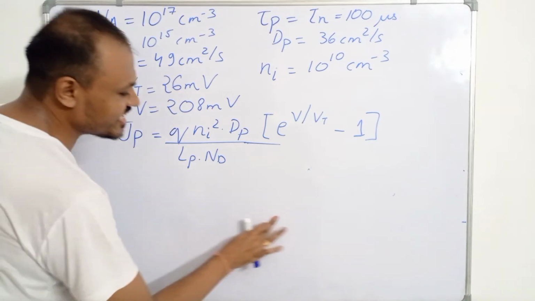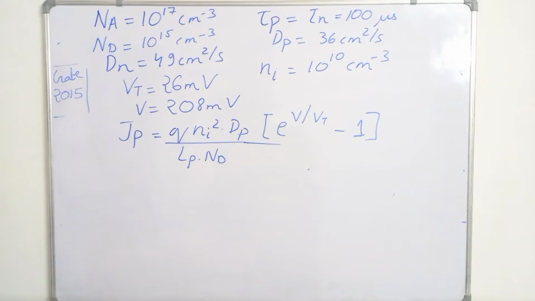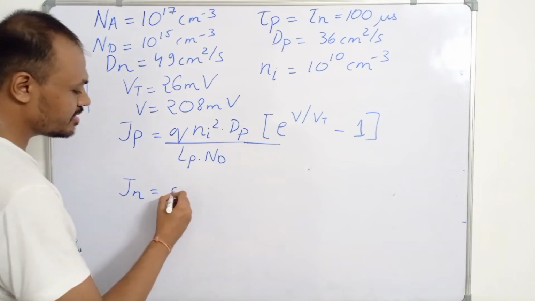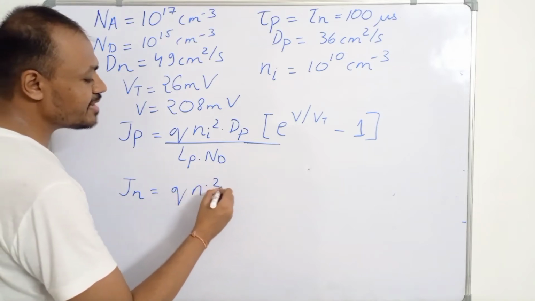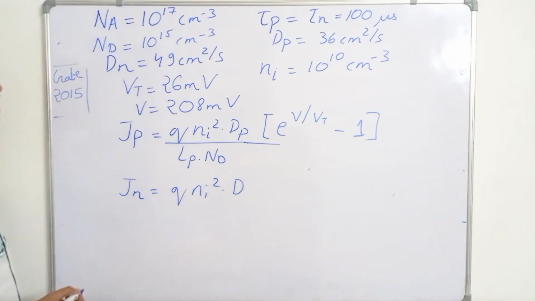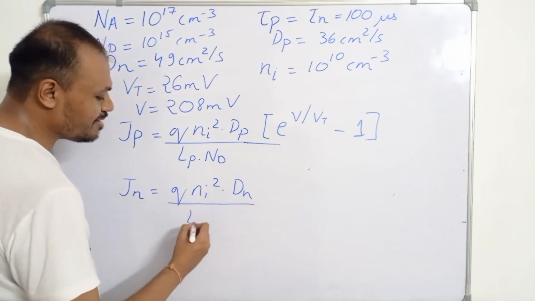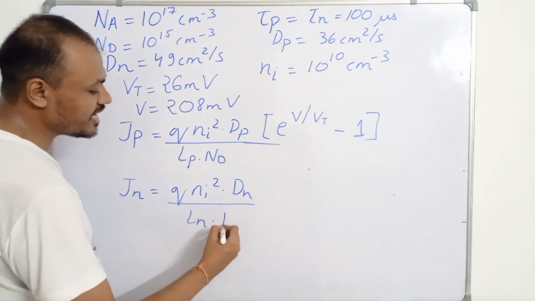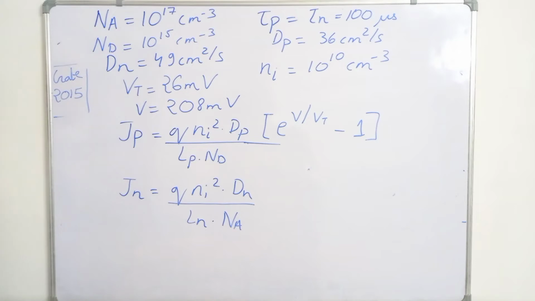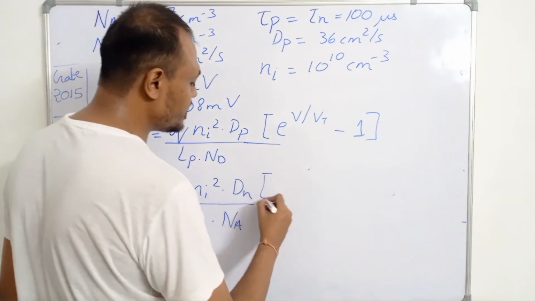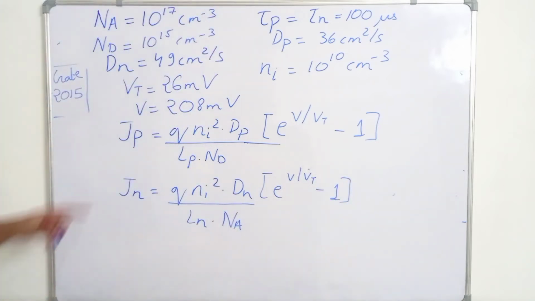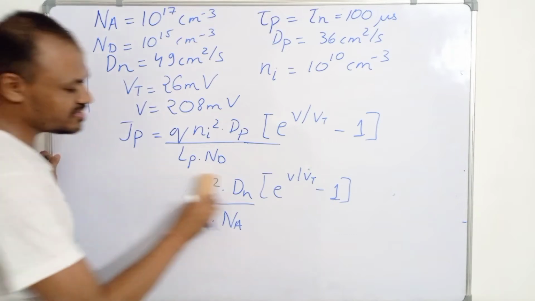If we have to find the injected current density due to electrons moving from N to P, then that will be given as Jn equal to q, obviously charge will remain same, ni square will remain same, dot Dn, where Dn is the diffusion coefficient for electrons, upon Ln, where Ln is the diffusion length for electrons, dot Na, where Na is the acceptor concentration, into e to the power V upon Vt minus 1. But we have to find the injected current density due to holes, so I am removing this.